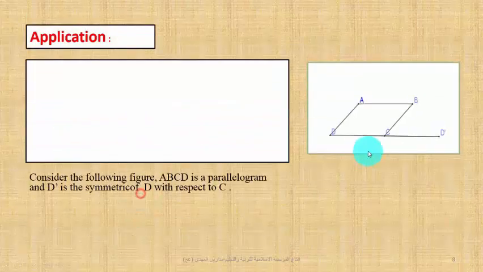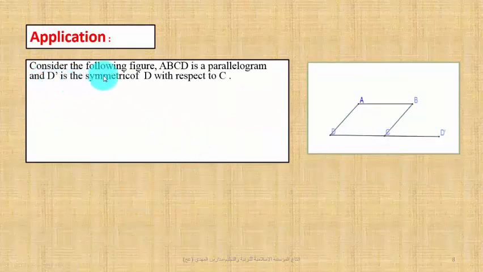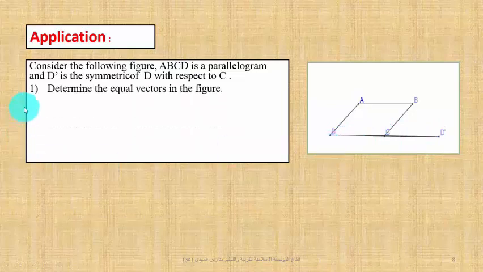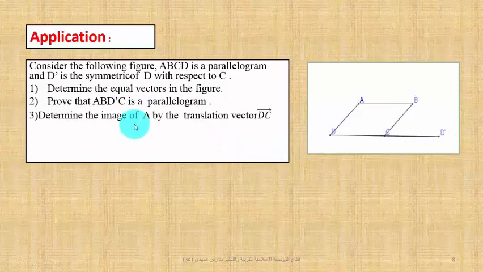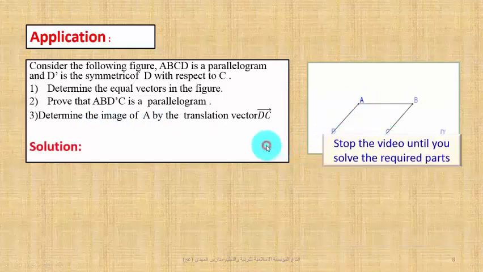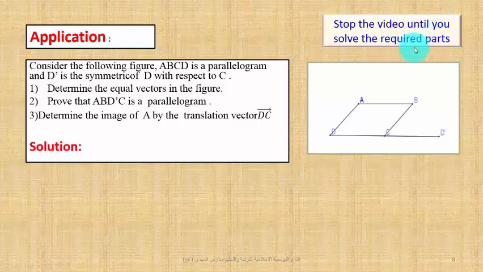Application. Look to the figure here, my students. Consider the figure below. ABCD is a parallelogram, and D prime is the symmetric of D with respect to C. 1. Determine the equal vectors in this figure. 2. Prove that ABD prime C is a parallelogram. 3. Determine the image of A by the translation of vector DC. Please, my students, stop the video until you solve the required parts.